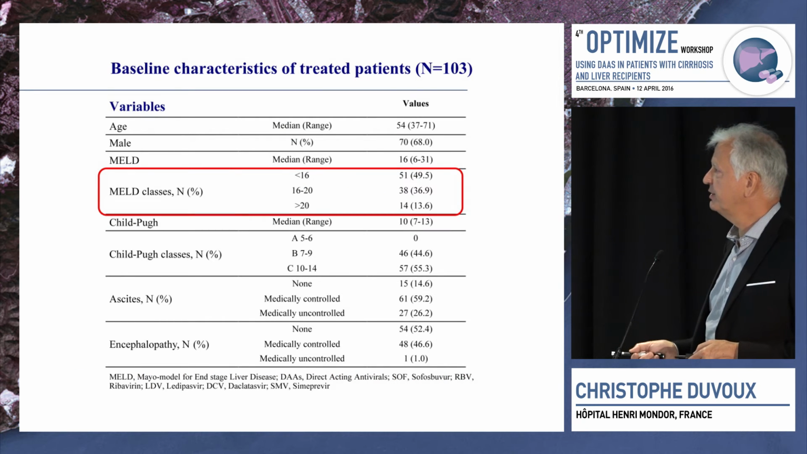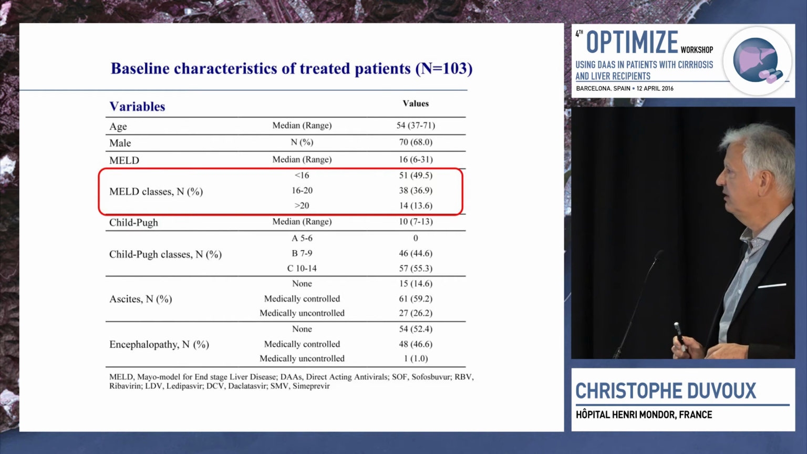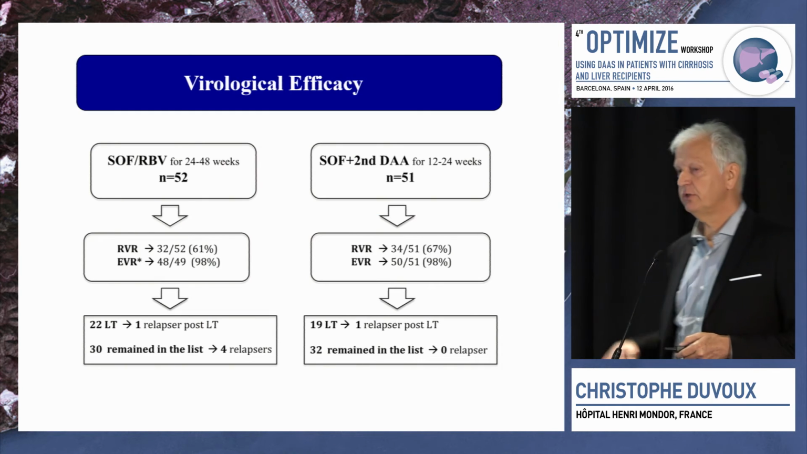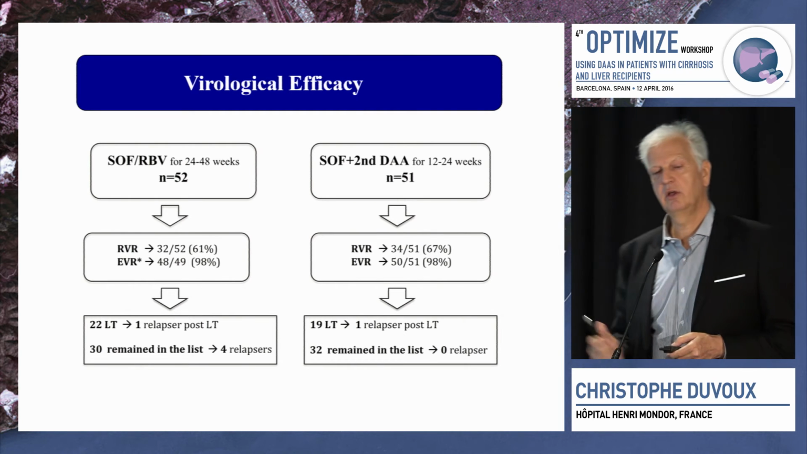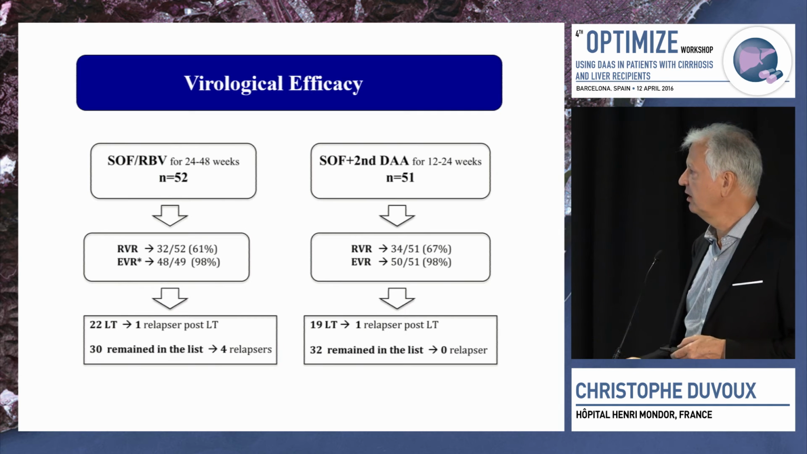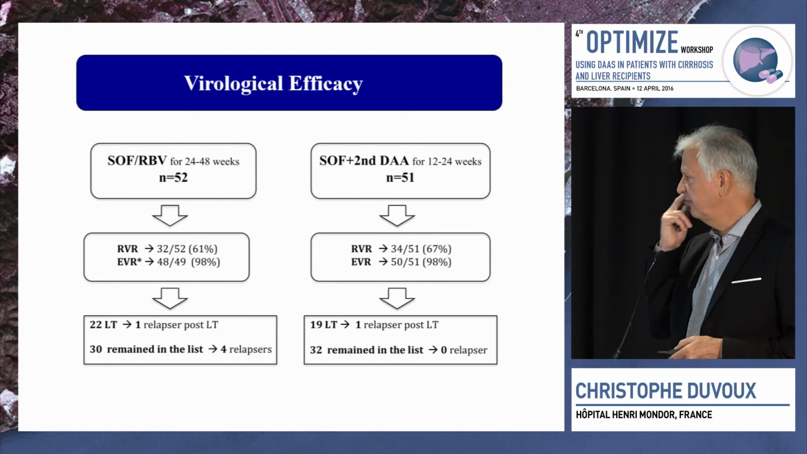Here are the features of the patients. Half of them had a MELD score higher than 16, half of them lower than 16. In terms of virological efficacy, half of the patients were treated only with sofosbuvir plus ribavirin, and we had 4 relapses among these patients. But for patients who were treated with dual therapy, we have no relapse while on the wait list. So clearly, great virological efficacy.